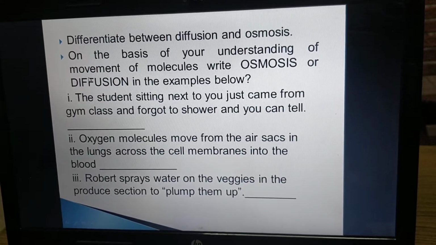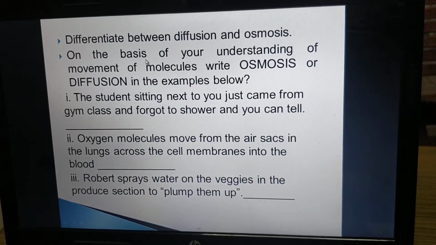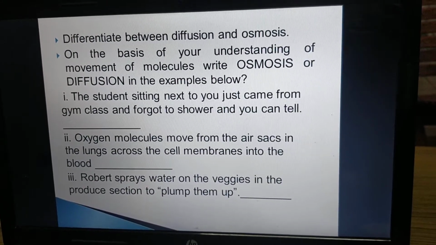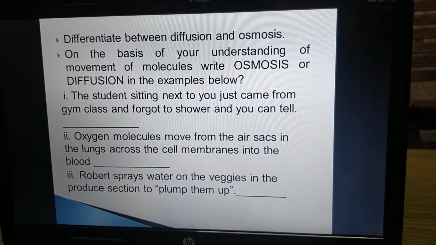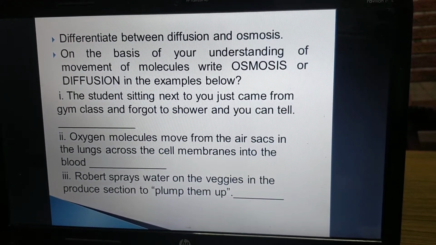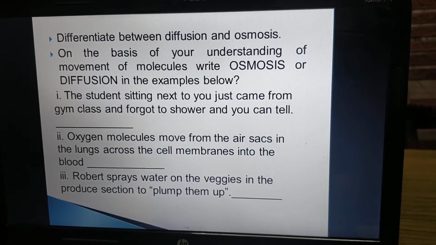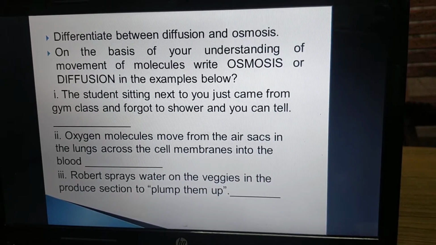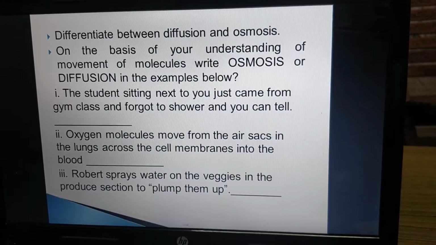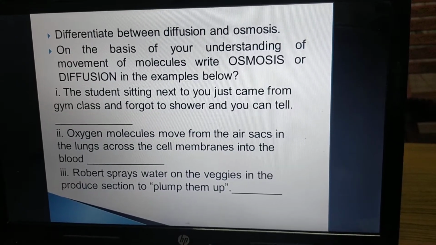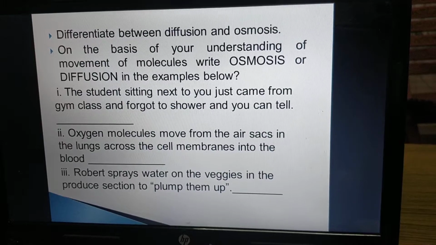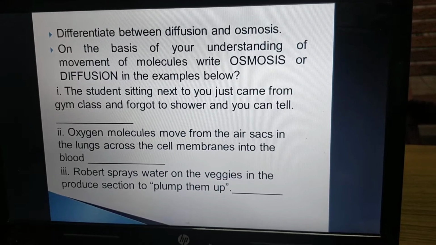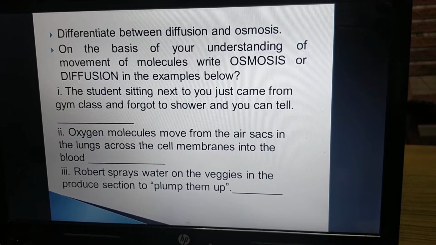Another, an objective type question. This is not in your textbook. On the basis of your understanding of movement of molecules, write osmosis or diffusion in the given examples. The student sitting next to you just came from gym class and forgot to shower, and you can tell. तो आपके पास कोई बच्चा आके बैठ रहा है, जिम से आया है, यानी कि बहुत सारी स्वेटिंग है उसमें, तो आपने बताना है कि उसको यहाँ पे ऑस्मोसिस है या डिफ्यूजन है. So think and then write in your notebooks.